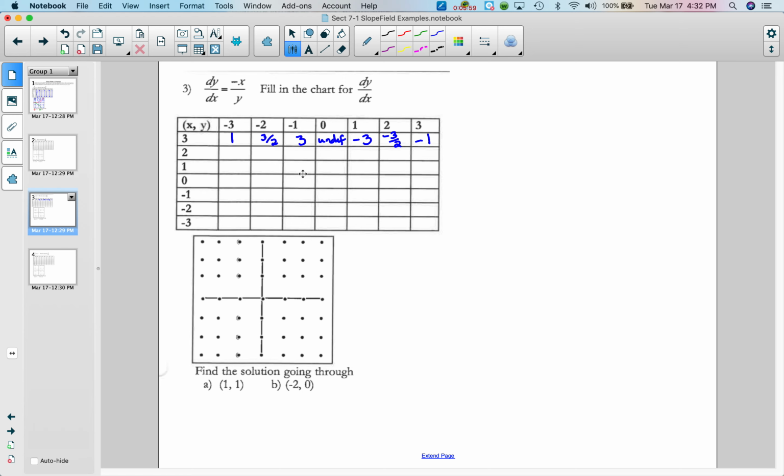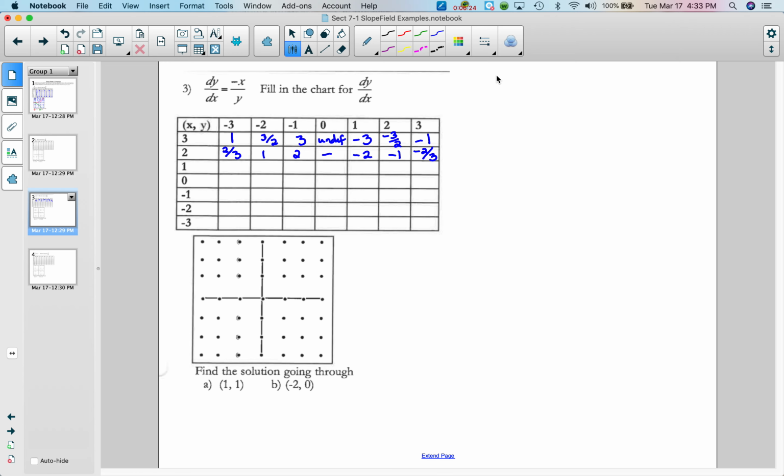We're going to go on. So here I'd have -2 over -3, so I get 2/3. Here I have -2 over -2, so I get 1. Here we have a 2. I'm just going to draw a dashed line for undefined. Here we'll have a -2. Here we'll have a -1. Here we'll have a -2/3.